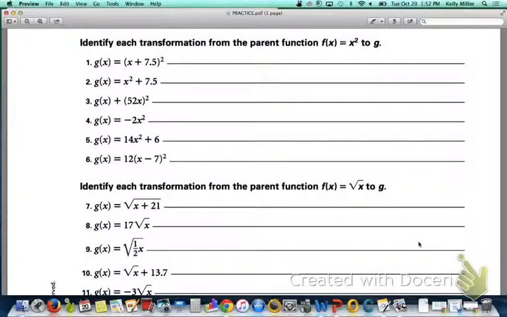Yeah, the only ones that would really matter is if you do stretch and compression, you need to specify whether it's horizontal or vertical stretch and compression.